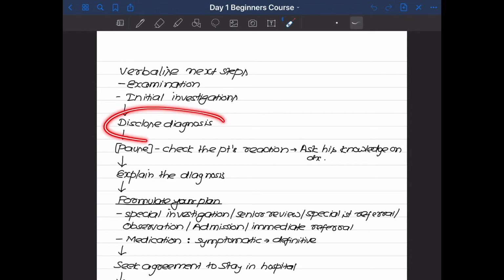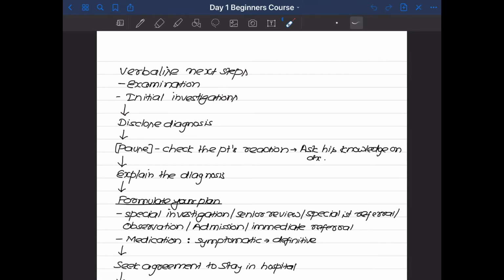Then you have to disclose the diagnosis. Now this diagnosis is your provisional diagnosis. Most of the time in the PLAB 2, the scenarios are so classical that you are easily able to make a provisional diagnosis. But in some cases in which the scenario is vague, the examiner will interrupt you and say, doctor, what are the differential diagnoses that you have thought of? But most of the time the examiner might not interrupt you, and you will have a very classical case in which you have to make a provisional diagnosis.